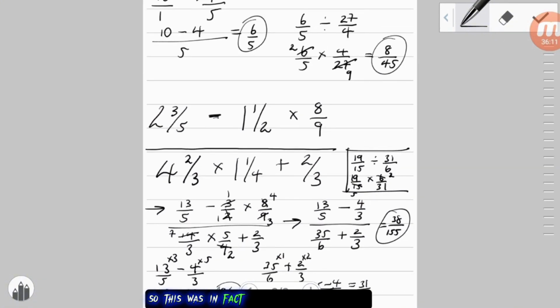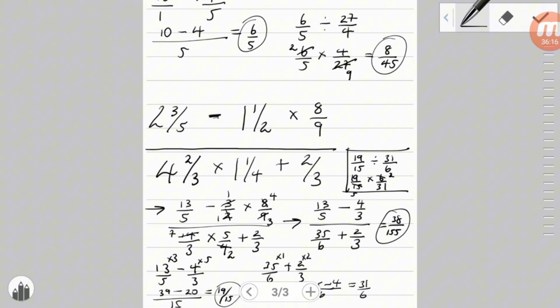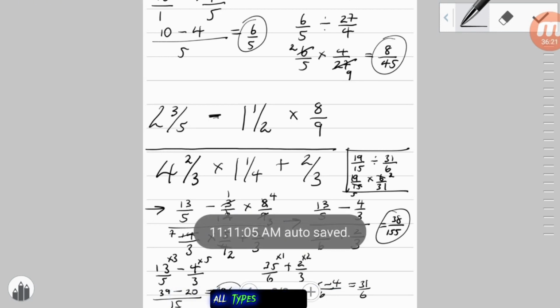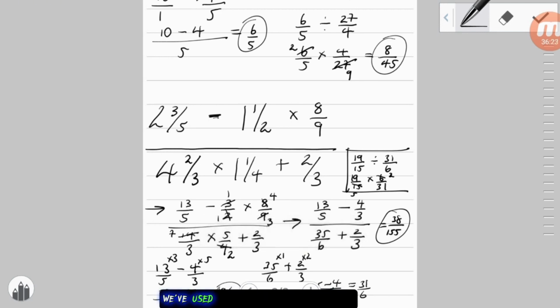So this was in fact quite an interesting class, interesting tutorial. We attacked fractions of all forms, all types, all levels. We've used and showed the principle of PEMDAS, and of course cleared up any ambiguity in the knowledge of fractions. I do hope that you go forward with your fraction problems that are on your CSEC paper, and you'll be able to easily work through those problems to get your answer effectively.